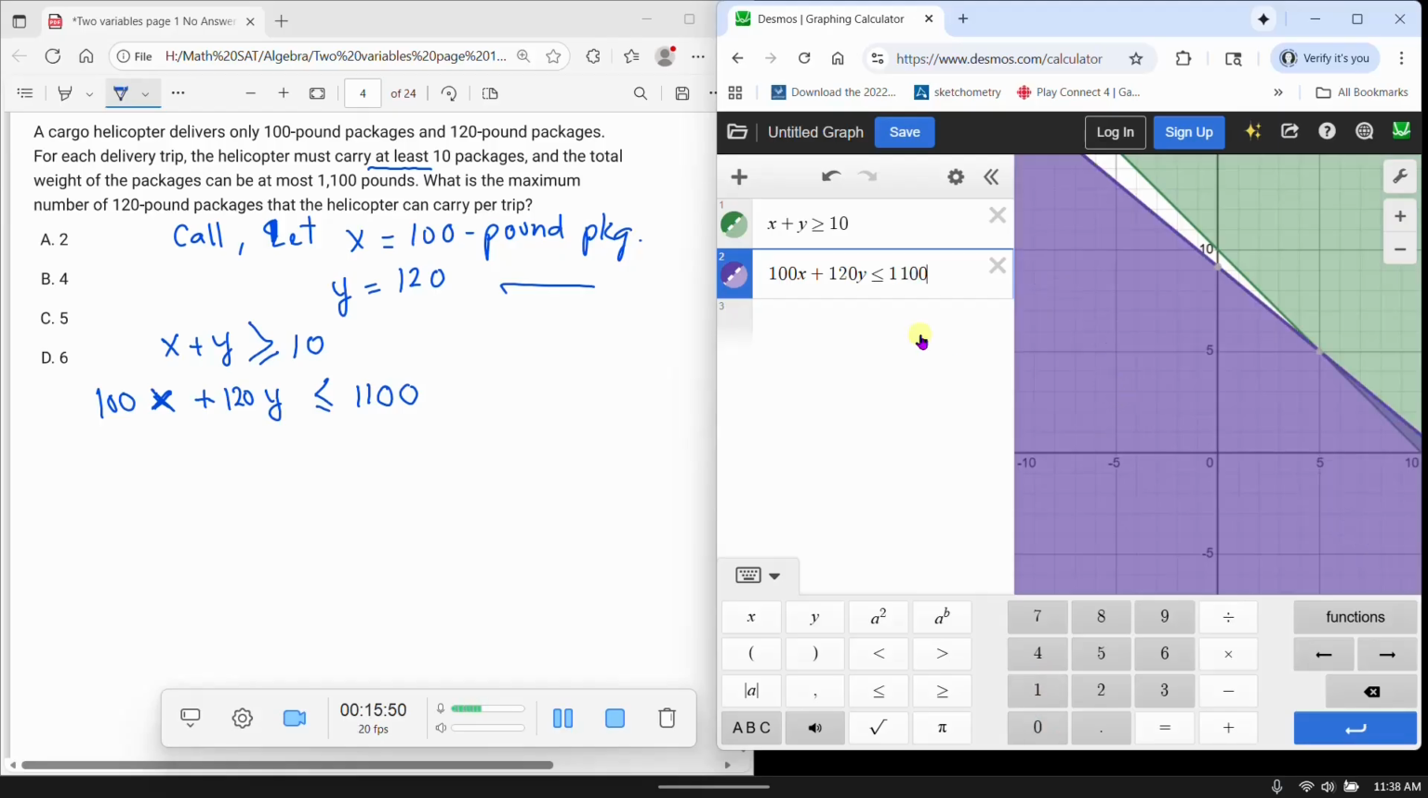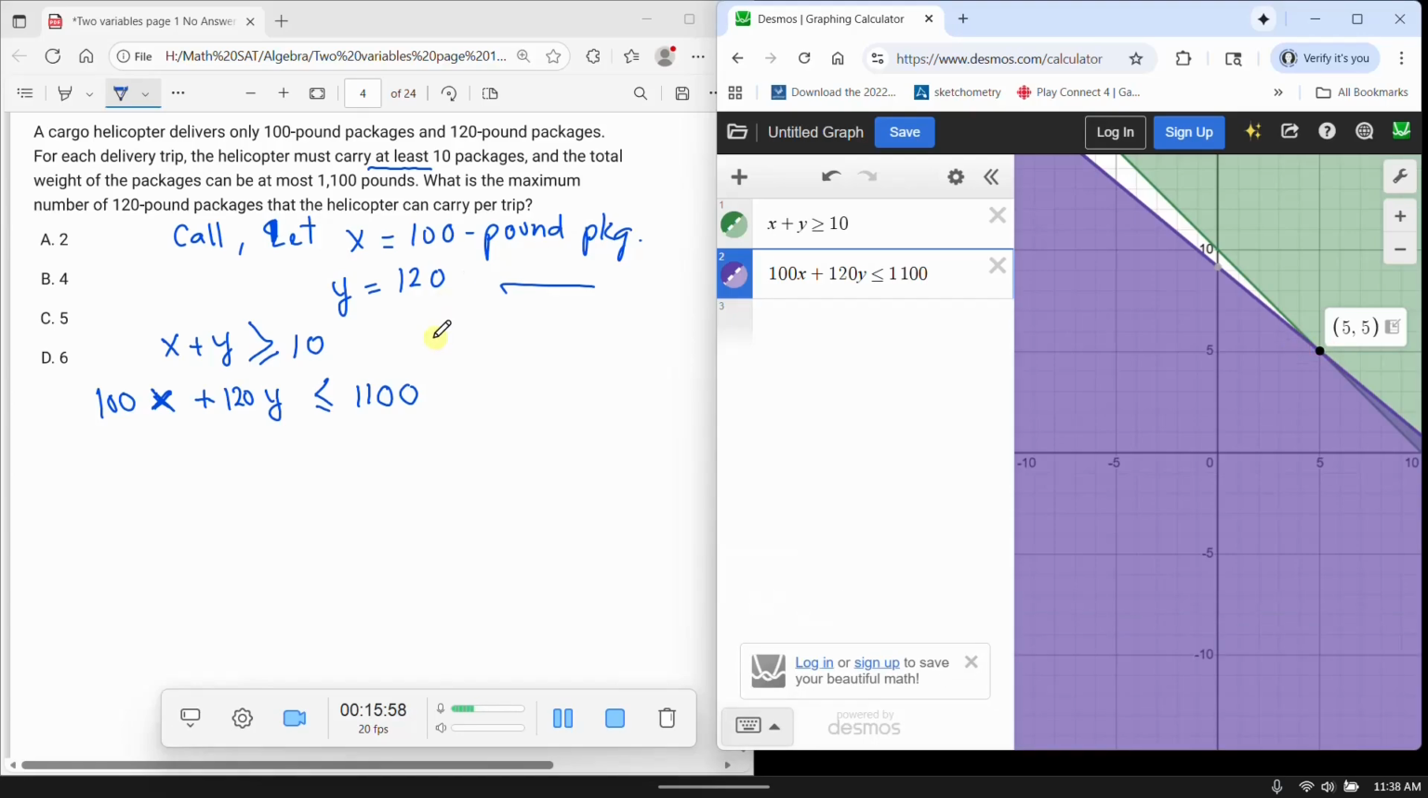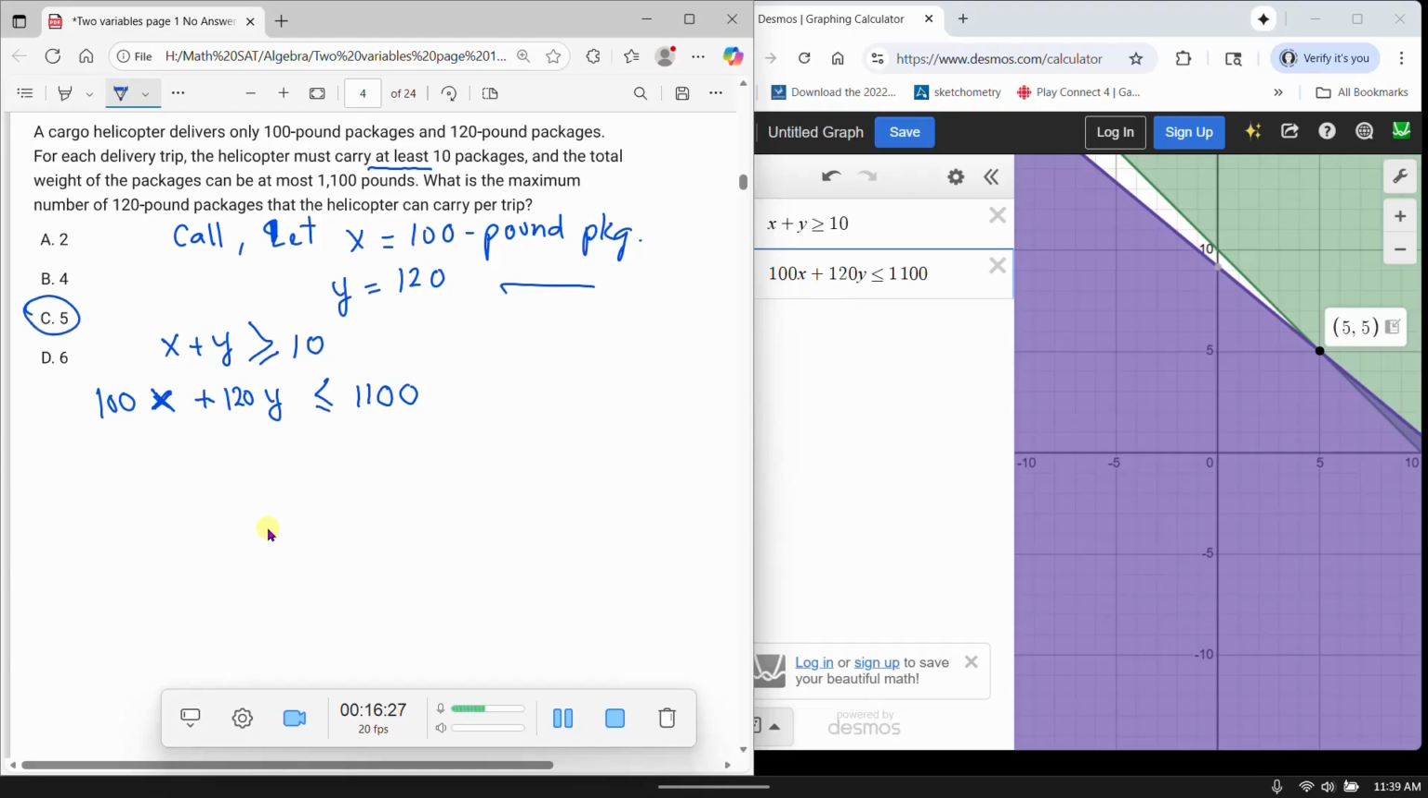So as you can see, what is the intersection? 5. That's the maximum, because if you carry more, then it can be overweight. You can see right there the intersection between those two. Anything less than 5, the shaded region doesn't meet, and if you carry more, it's overlapping. So the answer is C, 5.